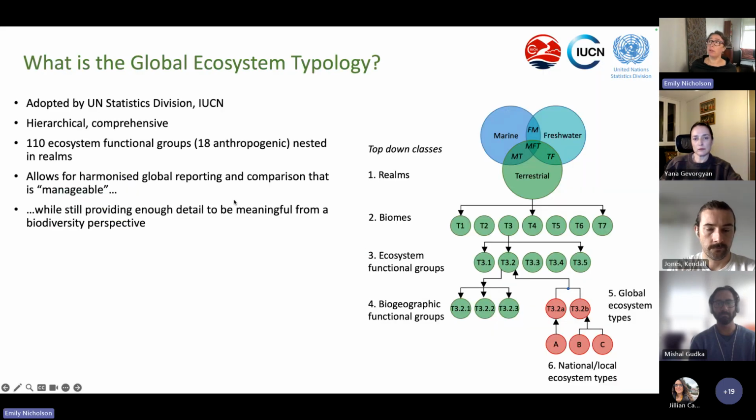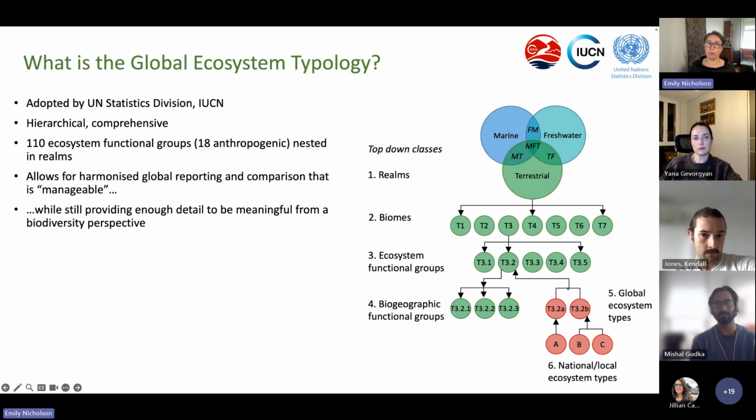So what is the global ecosystem typology? It is a science-based tool that was developed in consultation and review with over 100 ecosystem specialists and experts around the world, led by Professor David Keith at University of New South Wales. It's been adopted and recognised by many international bodies, including most recently adoption as an international statistical standard by the UN Statistical Division, as well as use through IUCN and its standards.